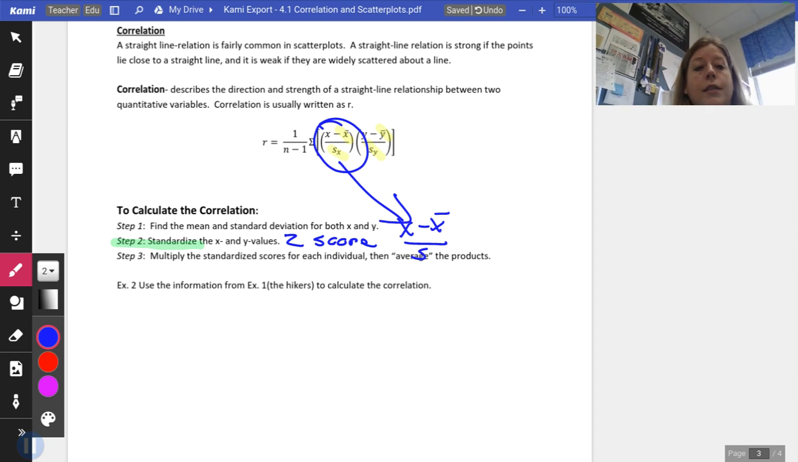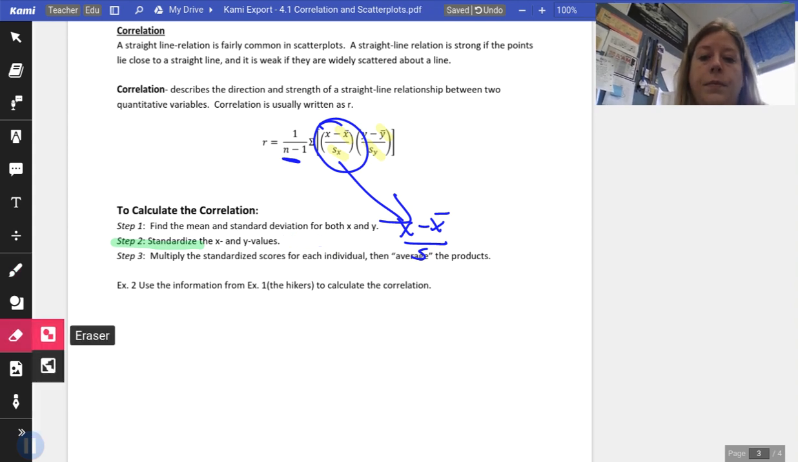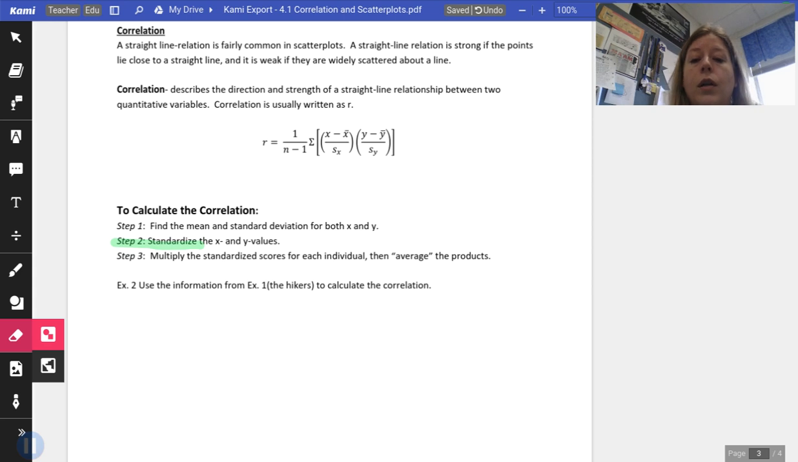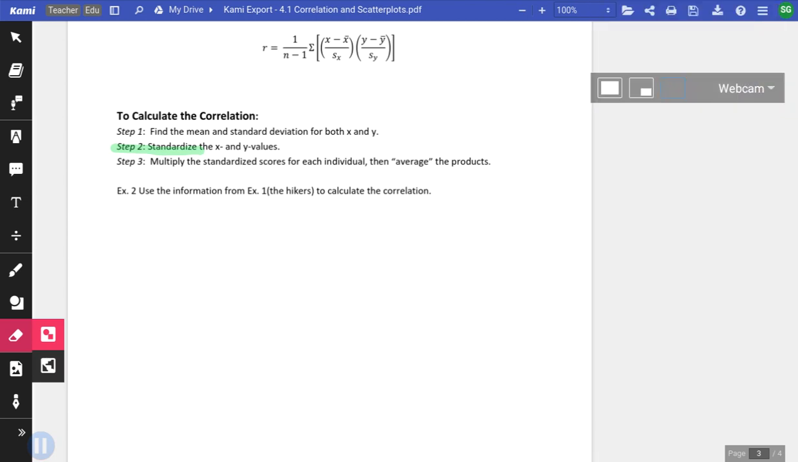So we're going to standardize the x's. We're going to standardize the y's. Then you multiply each of those scores for each product. So we're multiplying 12 times if we have 12 dots. And then after you add all that up, then you do this n minus 1 step. Okay, I know it sounds like a lot. So we're going to go through it step by step together. We are going to find the correlation for the hikers data from earlier. Okay, so let's start by finding the mean and the standard deviation for both x and y.